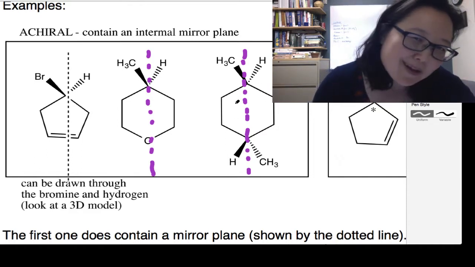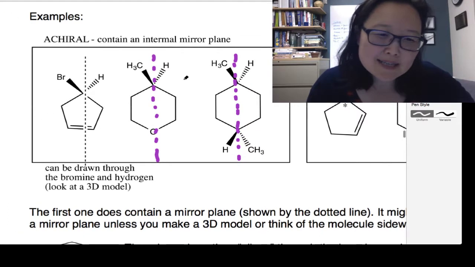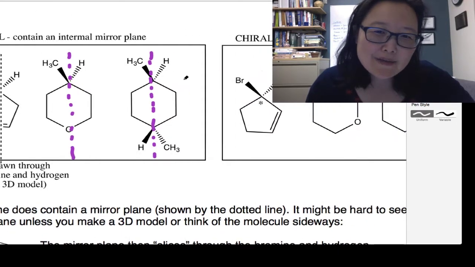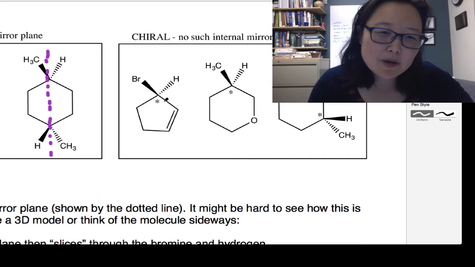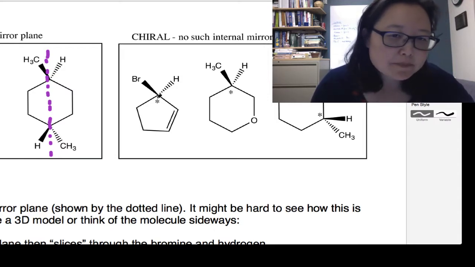And if you don't believe me, go ahead and make a model of this if you can. It really does slice through. Now in these cases, this group going this way is not the same as this group going that way because of the placement of the double bond. So this is truly a chiral center, as is this, as are these.